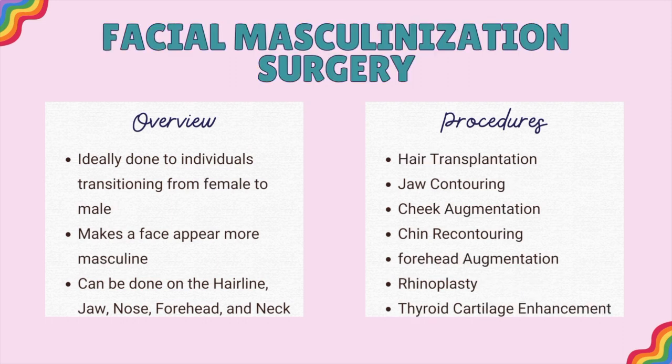The second category of facial reconstructive surgery is facial masculinization surgery. Ideally done to individuals transitioning from female to male, this procedure is done in order to make a person's face appear more masculine. Similar to FFS, these procedures are commonly done to modify the appearance of a person's hairline, jaw, nose, forehead, and neck. The common procedures involved in FMS are hair transplantation, jaw contouring, cheek augmentation, chin recontouring, forehead augmentation, rhinoplasty, and thyroid cartilage enhancement.